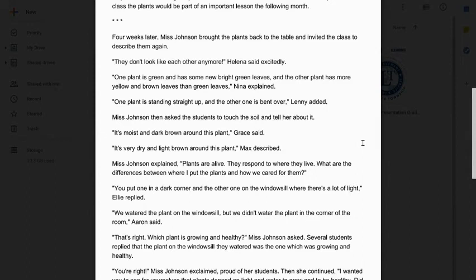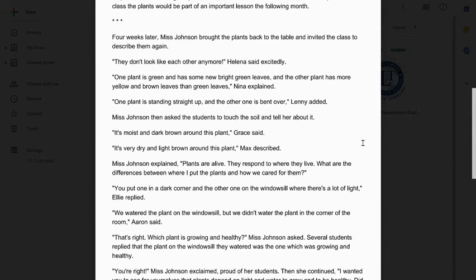"One plant is green and has some new bright green leaves, and the other plant has more yellow and brown leaves than green leaves," Nina explained. "One plant is standing straight up, and the other one is bent over," Lenny added. Miss Johnson then asked the students to touch the soil and tell her about it. "It's moist and dark brown around this plant," Grace said. "It's very dry and light brown around this plant," Max described.